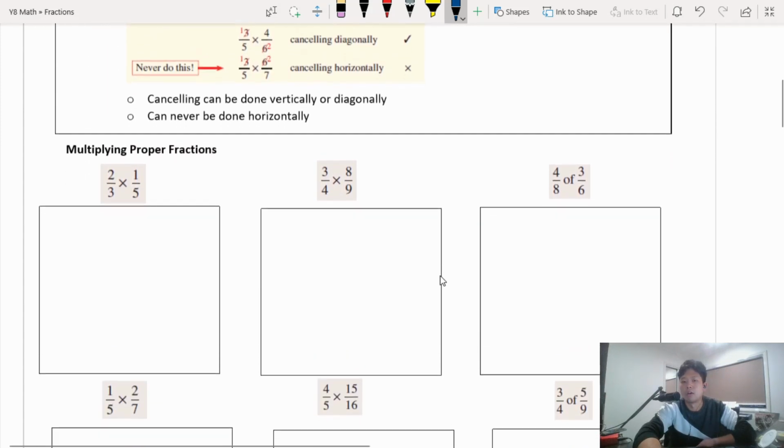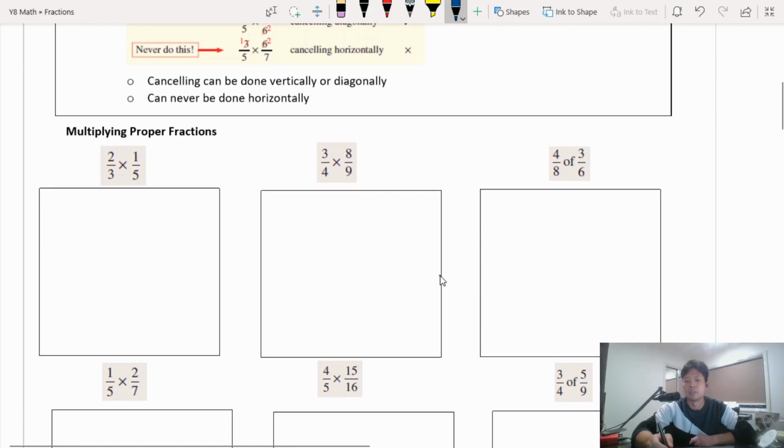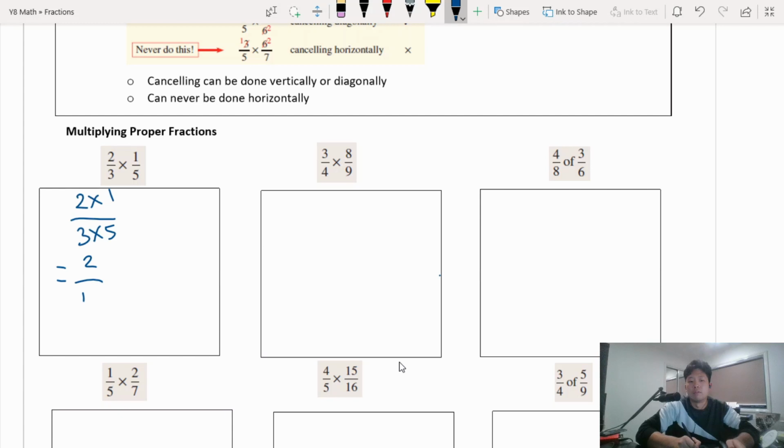Alright, so let's start off by multiplying proper fractions. And remember, before we start, always check if we can cancel anything. In this question, you can't cancel anything, so we'll move straight on. 2 over 3 times 1 over 5. That will just be 2 times 1 over 3 times 5. Multiply those together, that gives us 2 over 15.